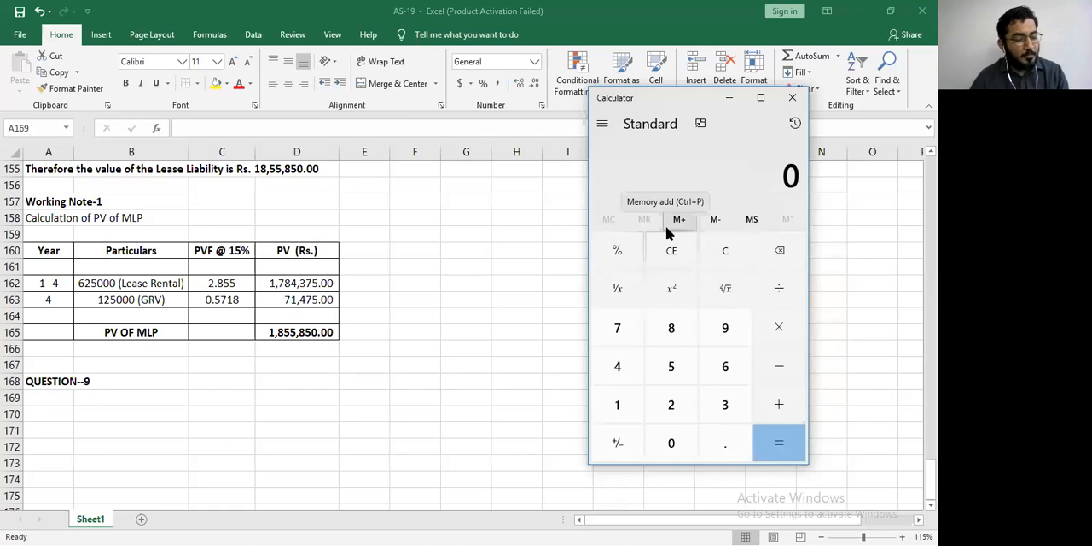Present value of MLP is X. Fair value of the asset is Y. Please add one statement over there: X is equal to Y.